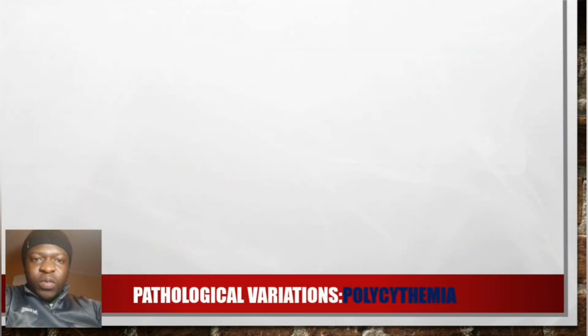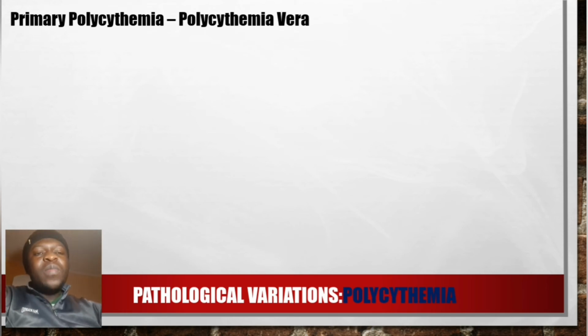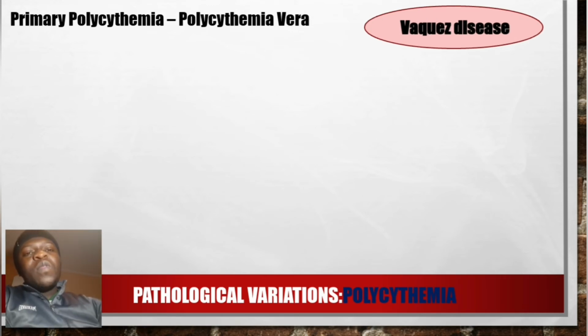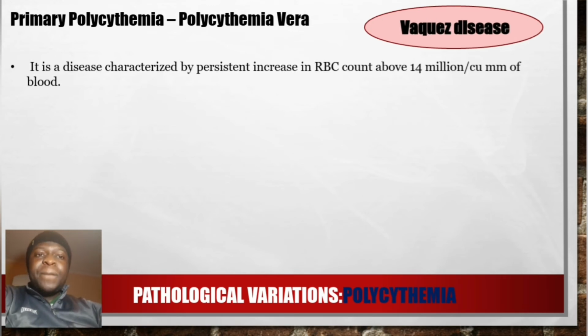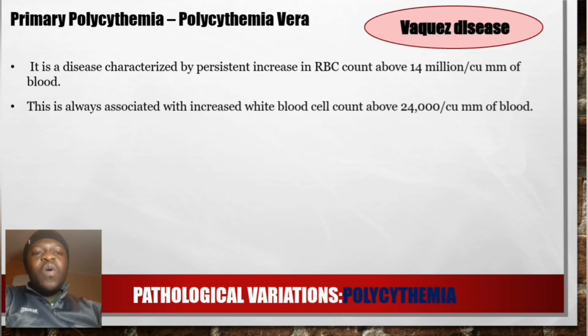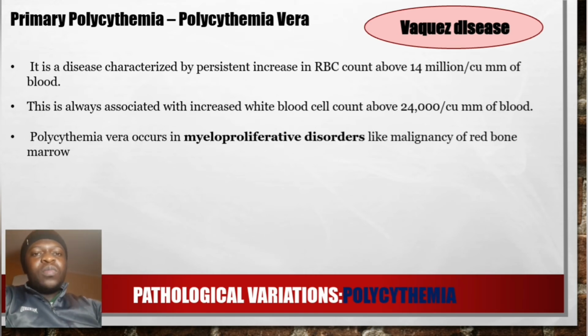Let's start with primary. Primary polycythemia, also known as polycythemia vera or Vaquez disease, is a disease characterized by a persistent increase in RBC count above 14 million per cubic millimeter of blood, and is almost always associated with an increase in the white blood cell count above 24,000 per cubic millimeter of blood. Polycythemia vera occurs in myeloproliferative disorders, like malignancy of the bone marrow.